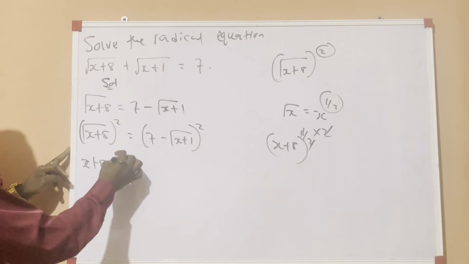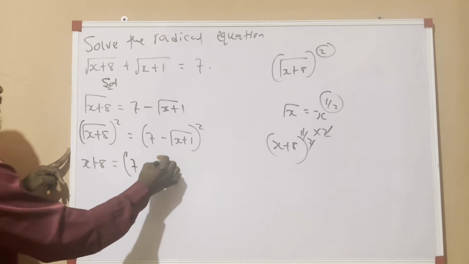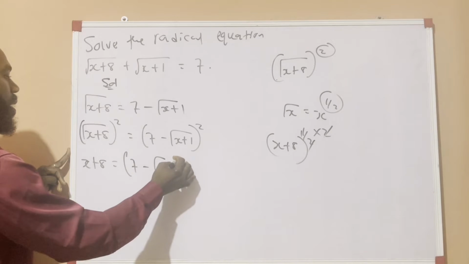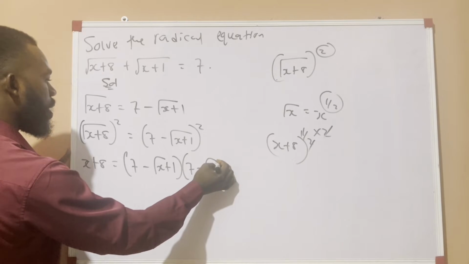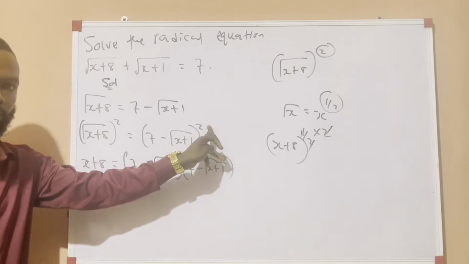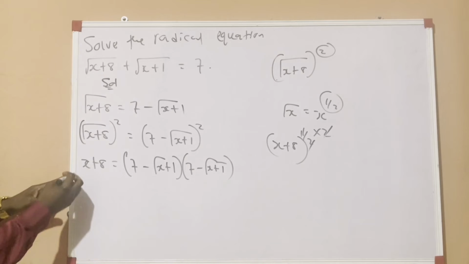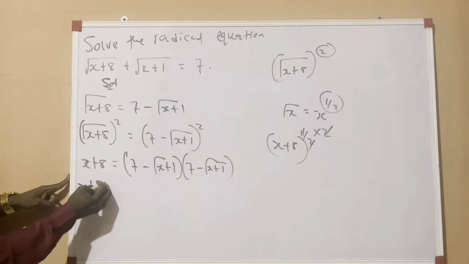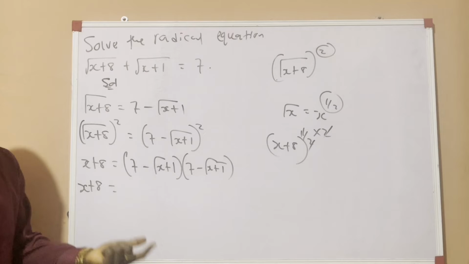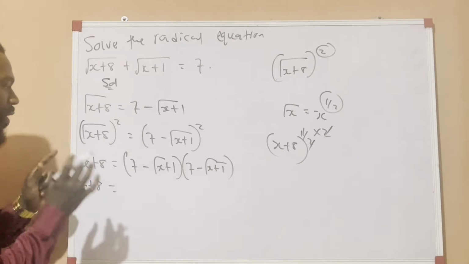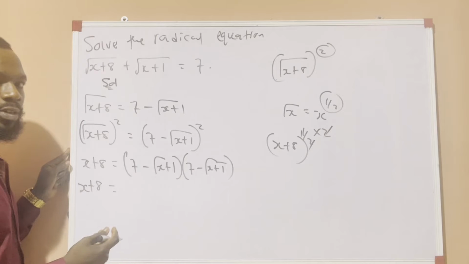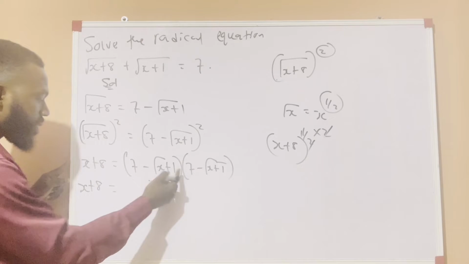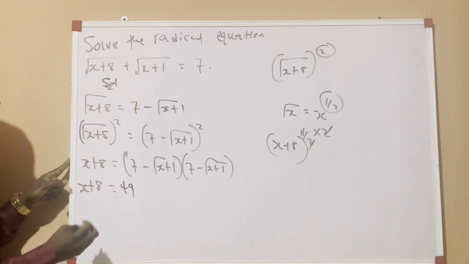So here it comes: 7 minus root x plus 1, and another 7 minus root x plus 1. Don't forget that because of the power 2. So let us proceed. Here becomes x plus 8 is equal to, let's open the bracket. How do you open the bracket? It is very simple. First, 7 multiplies everything in the second bracket. If 7 multiplies 7, we get 49.